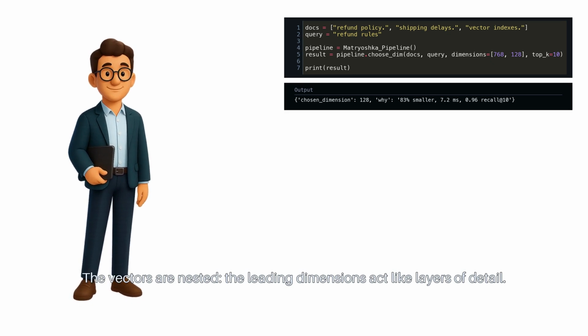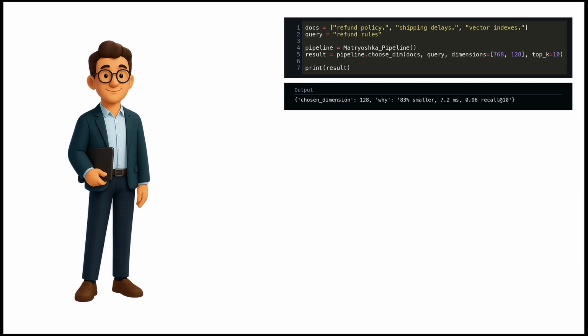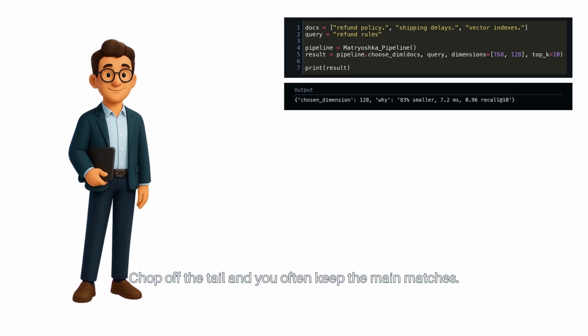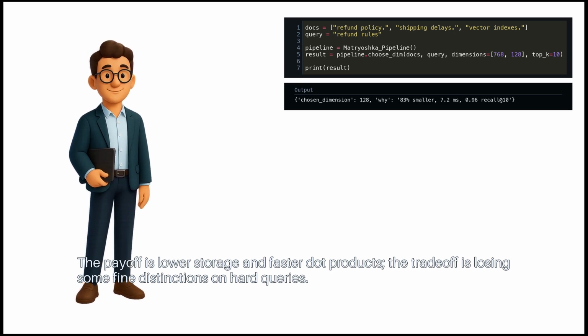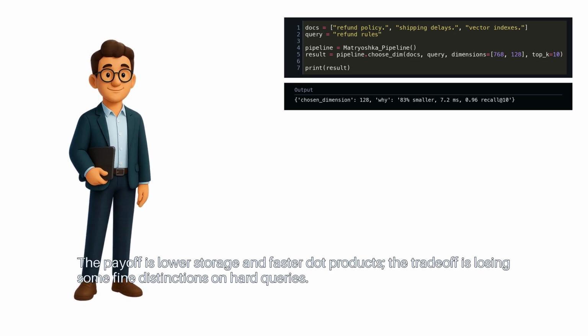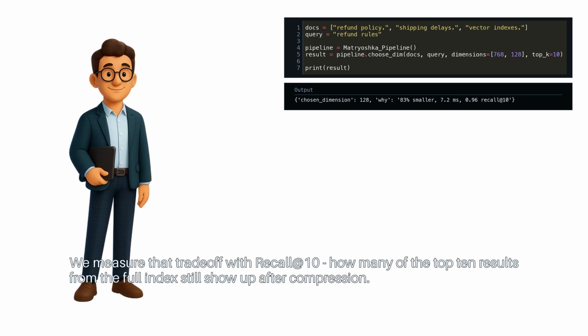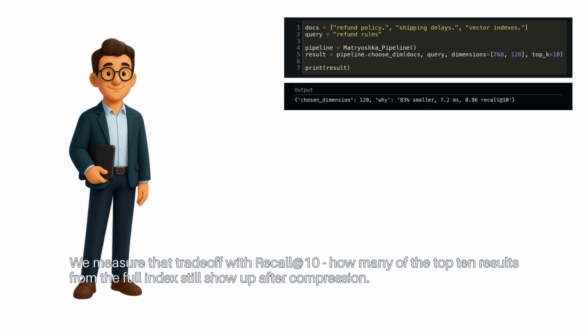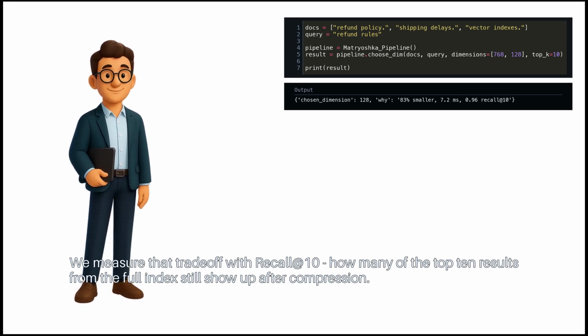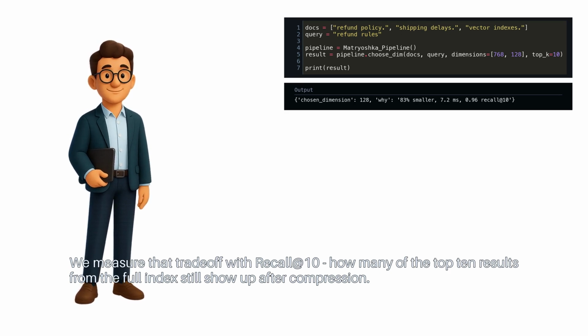The leading dimensions act like layers of detail. Chop off the tail, and you often keep the main matches. The payoff is lower storage and faster dot products. The trade-off is losing some fine distinctions on hard queries. We measure that trade-off with recall at 10. How many of the top 10 results from the full index still show up after compression?